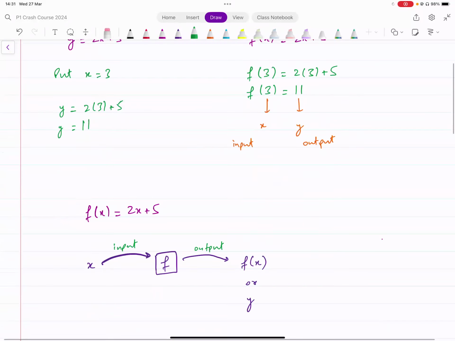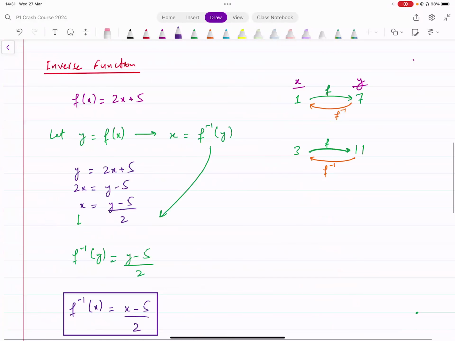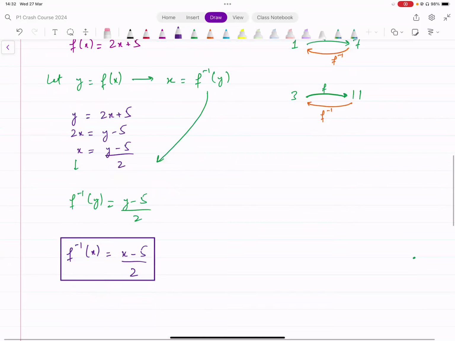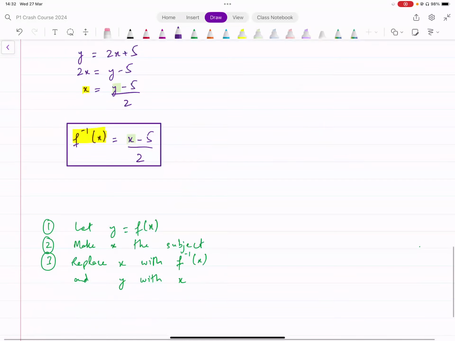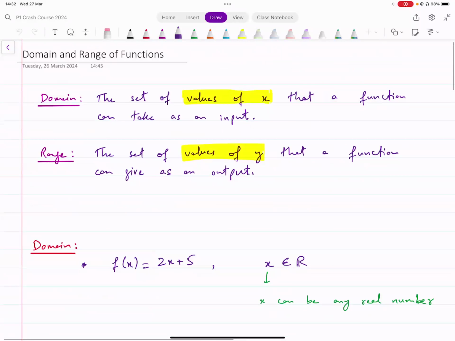There was this notation that we talked about, f of 3, for instance, what that means. Then we discussed how to find inverse of a linear function. That's something that you've done in O-levels. So it was just a quick reminder of that, the process that you follow for finding inverse of a function. Then this was the more important part that was new for most of you, and that was domain and range of functions. How to find domain and range of functions.